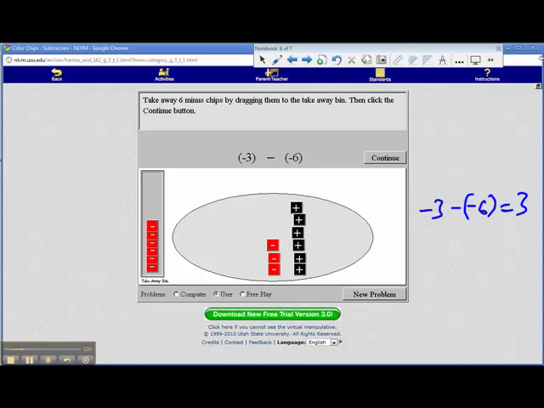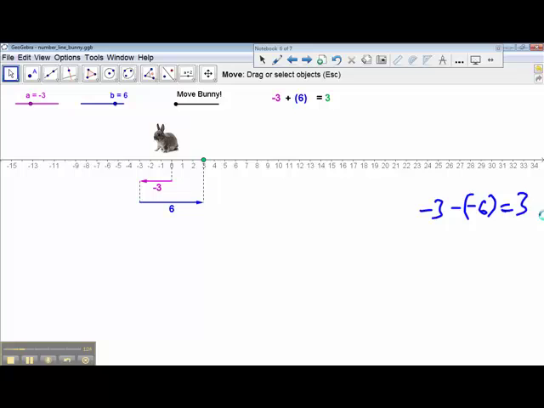Let's take a look at our number line model and the keep, change, change and see how this compares. I'll rewrite the problem here in red. Negative 3 minus negative 6. That's our original problem. Let's use keep, change, change. Negative 3, we keep that. Subtraction becomes addition. We're going to add the opposite. The opposite of negative 6 is positive 6.